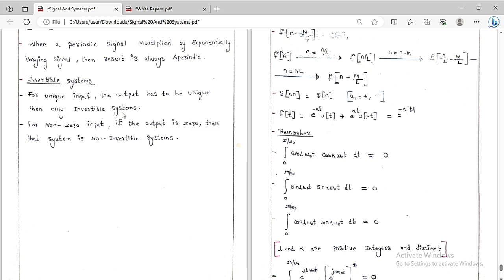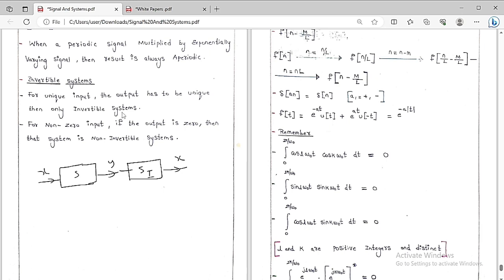So let us take some system. The input is X and the output is Y. Now I am going to keep an inverse system for this system. Then for Y you should get the X. Then only we can say the given system is said to be an invertible system. Means for every unique input, you get a unique output, and for every unique output, you get a unique input. In that case we can say it is an invertible system.